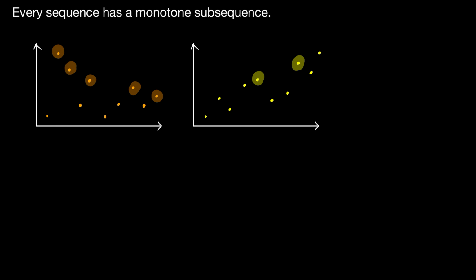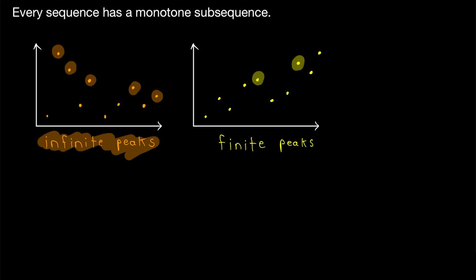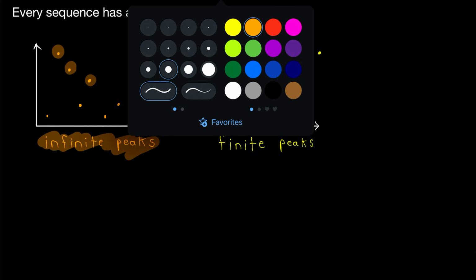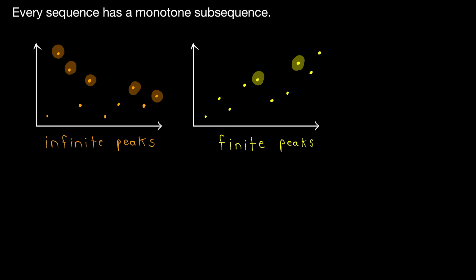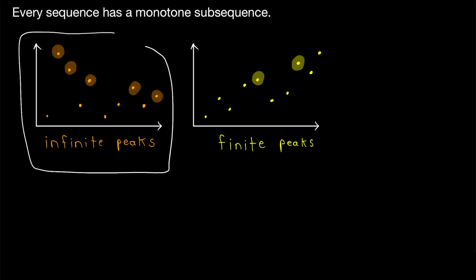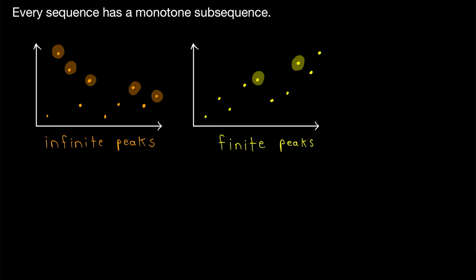The idea of the proof is that every sequence falls in one of two categories. It either has infinitely many peaks, which are terms of the sequence greater than or equal to all of the terms after it, or it has finitely many peaks. Maybe that means it doesn't have any at all, or maybe it just has a few, but it only has a finite number. Then the really slick idea is that if a sequence has infinitely many peaks, we can create a decreasing subsequence by taking all of those peaks. By definition of a peak, each one has to be greater than or equal to all of the peaks that come after it.